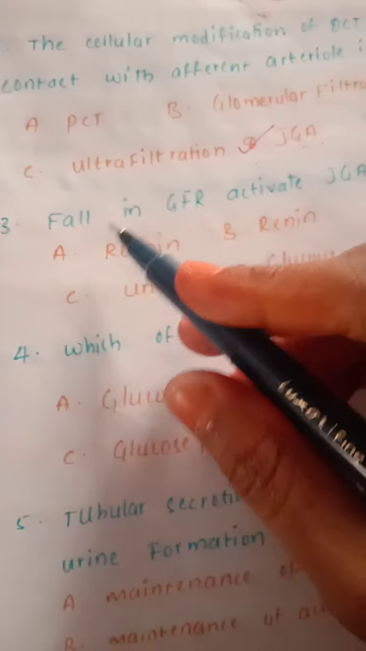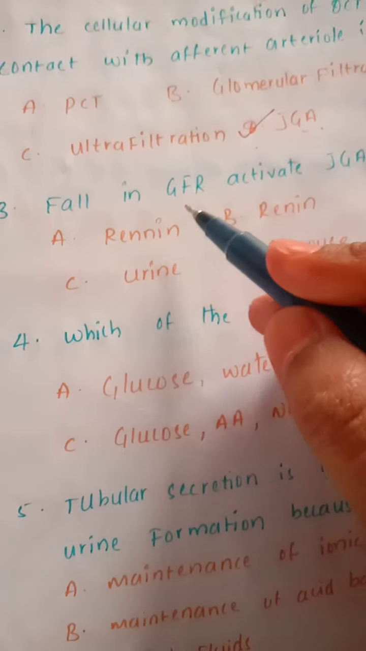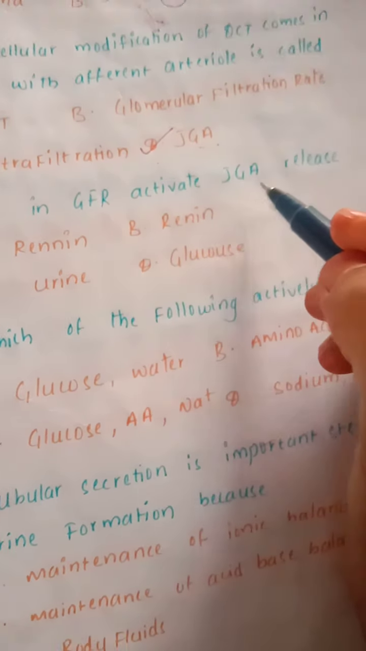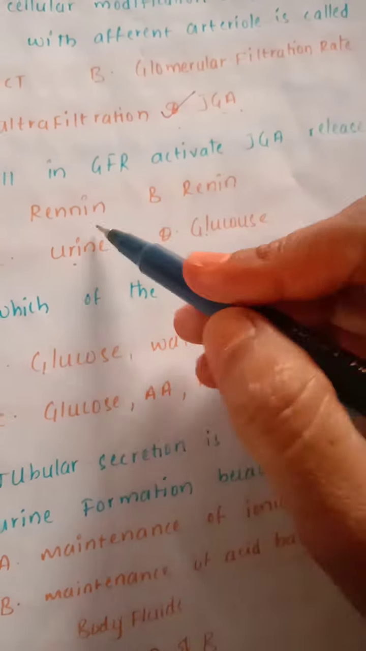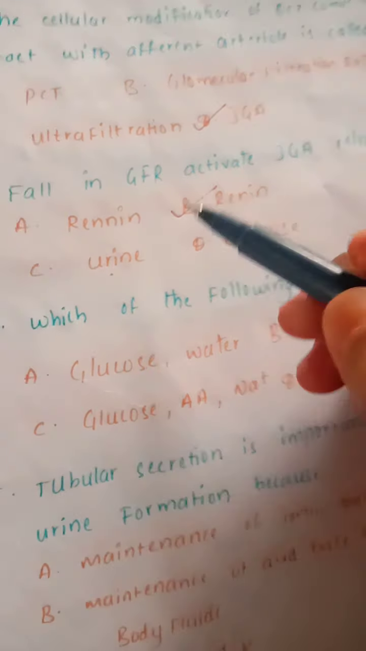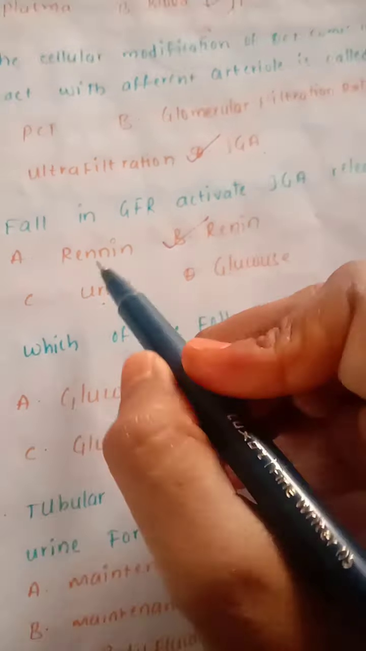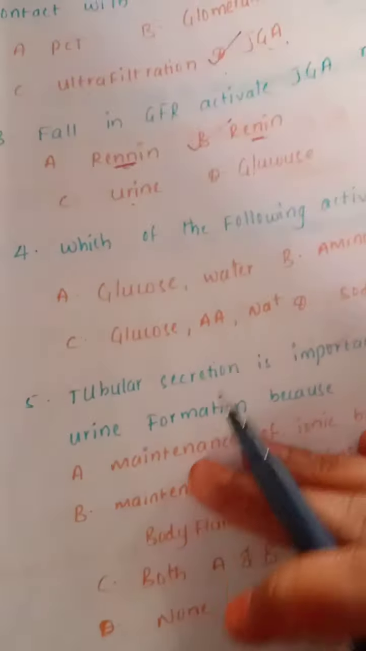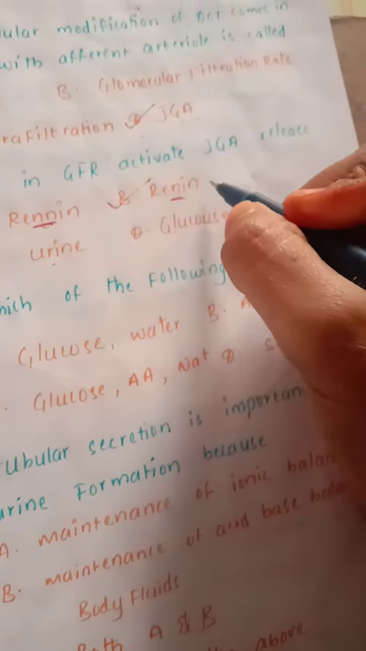Then a fall in GFR, glomerular filtration rate, activates the juxtaglomerular apparatus. It will release: renin, urine, glucose. Which of the following options is correct? Renin is the correct answer. Don't make a mistake here, because it is double N in renin and single N in the other. Okay, this is for reabsorption.